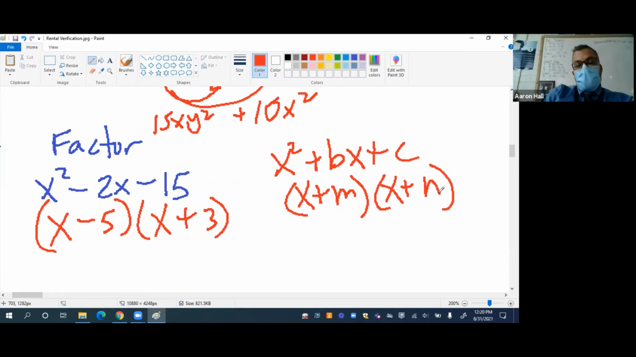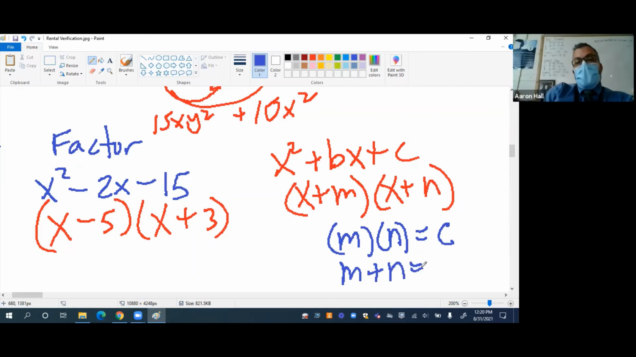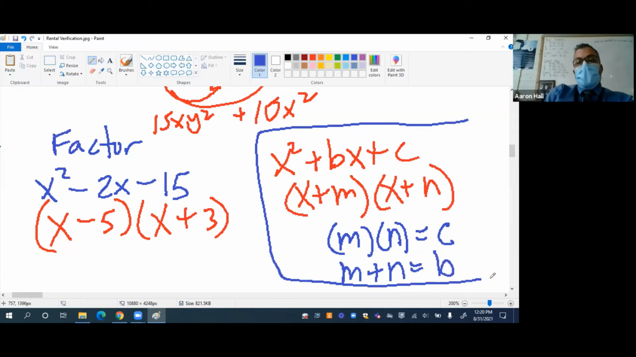Bryn? It has to multiply to c and add to b. So m times n has to equal what? c. And m plus n has to equal b. Correct. Do you guys remember this? Okay, so that's how we factor.